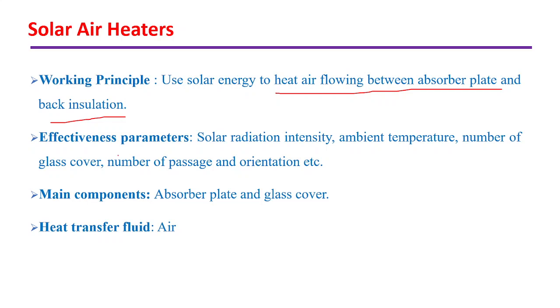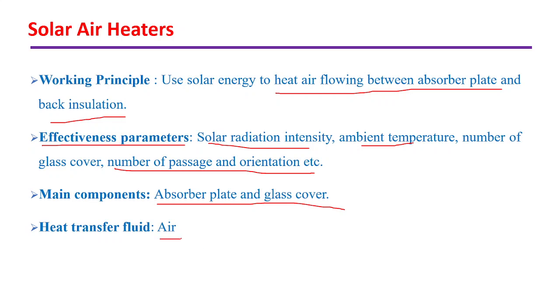In this system, we have to go through some parameters that define the effectiveness of the system: solar radiation intensity, the ambient temperature, and the number of glass covers we are using. Mainly one single cover or two cover systems we usually use, plus the number of passages and the orientation. Orientation means how we provide the passage to flow the air. Two main components it has: absorber plate and glass cover, and the heat transfer fluid in the system is air.